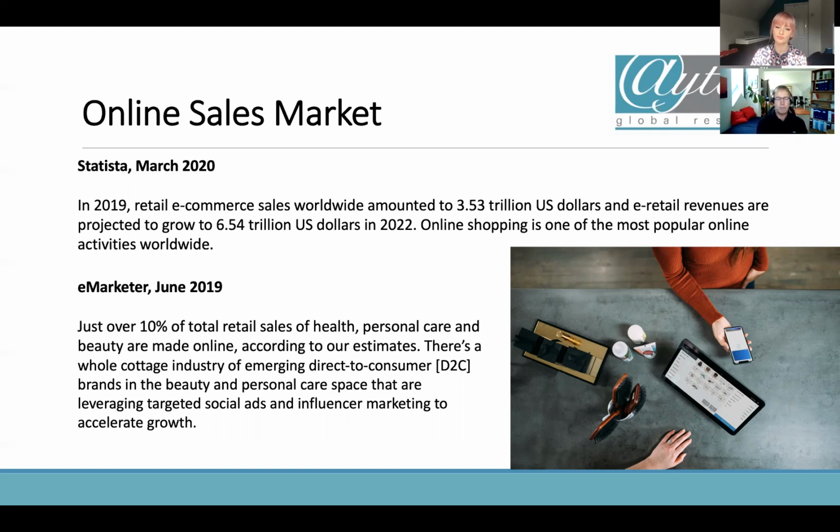This applies even more to health, personal care, and beauty. There's an even higher share of sales going online than in some other categories. And you also see that more and more companies are coming up who concentrate on this and exploit this in terms of also communicating, influencing, etc. So this is actually a really important issue in our industry.